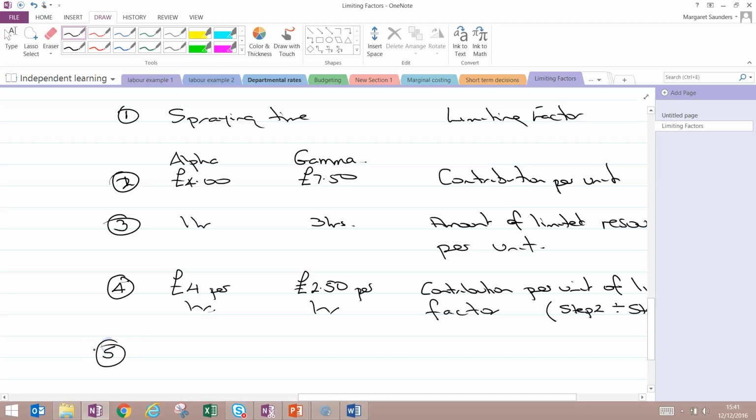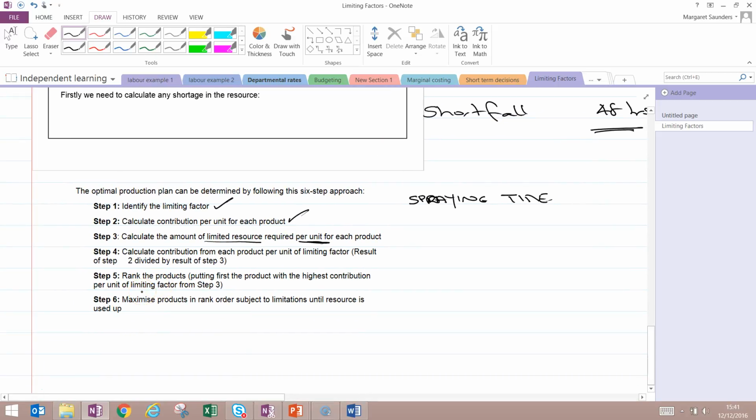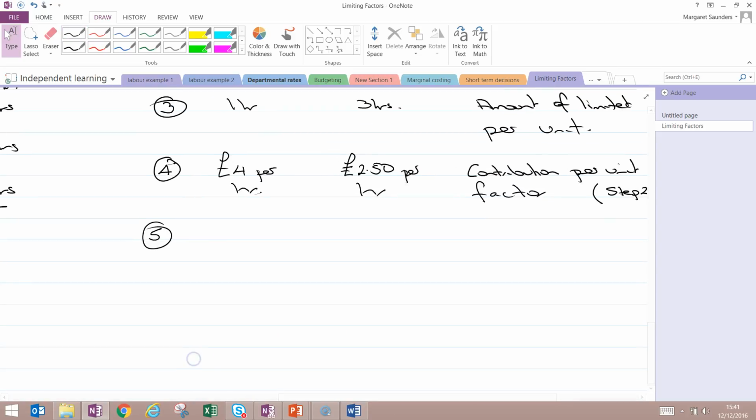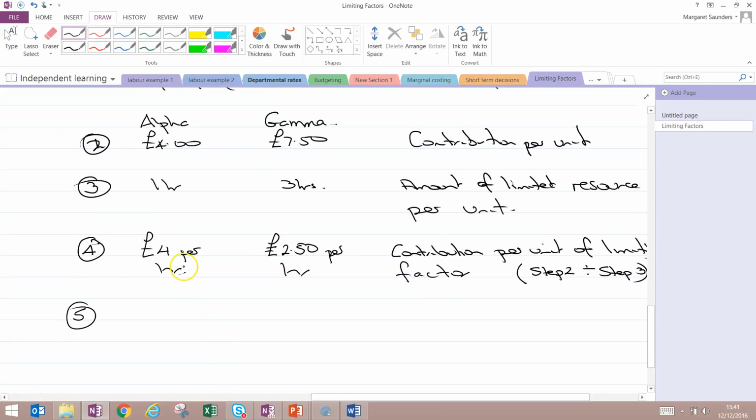Step 5. Rank the products. So we start with the highest down to the lowest, and by ranking them we just mean number them. So since the alpha gives us £4 contribution per hour and the gamma gives us £2.50 contribution per hour, we're going to produce the alpha first and we do the gamma second. So that's the ranking.